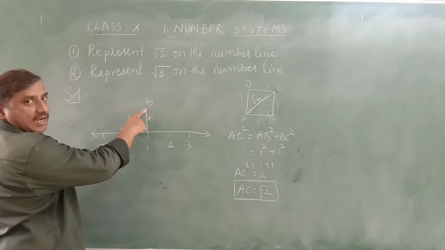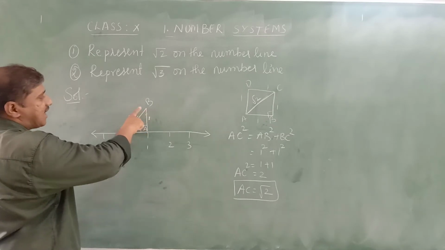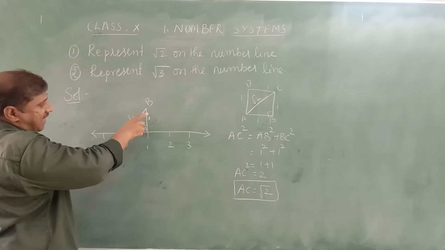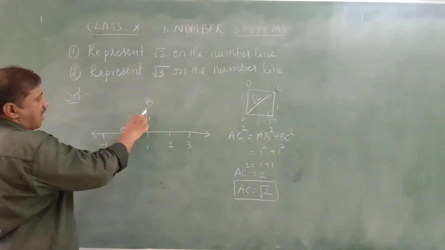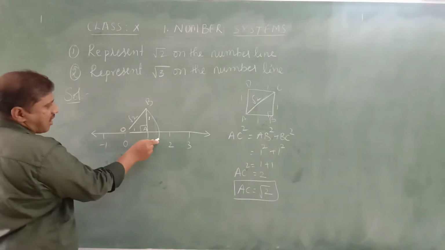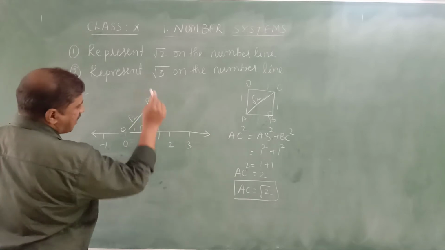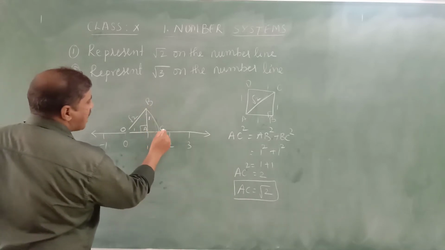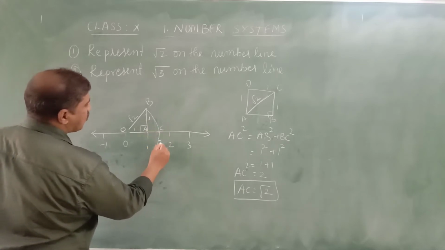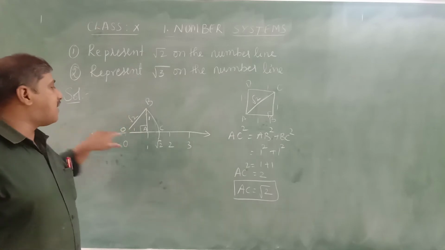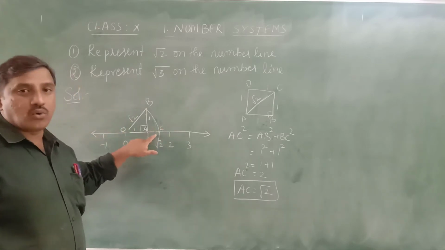Taking OB as the radius, draw an arc which intersects the number line like this. Draw an arc which intersects the number line at a point. Take that point as C, and that C will give you root 2. So the point of intersection of the arc with the number line will give you the root 2 value.